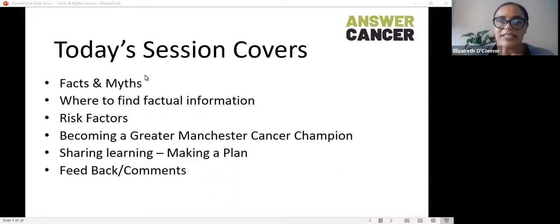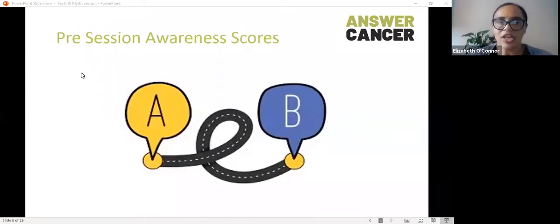So by the end of today's training session, participants will have a greater understanding of the common facts and myths surrounding cancer, have knowledge of where to find credible sources of information to pass on to others. We'll briefly cover a few risk factors and how to reduce them, and we'll see how easy it is to become an anti-cancer champion and what that involves. Then lastly, we'll make a plan to share learning with others and turn learning into practice. Don't worry about this last bit, I'll talk you through it when we get to it.